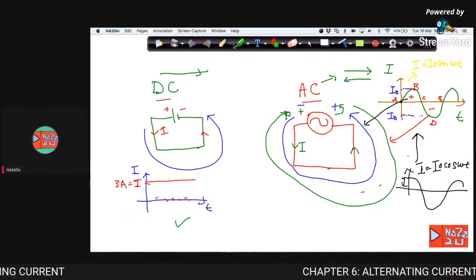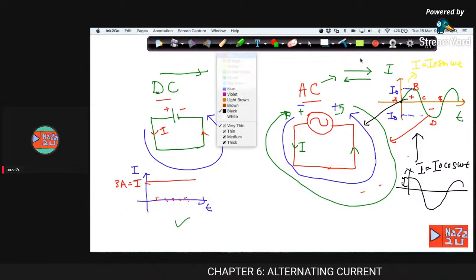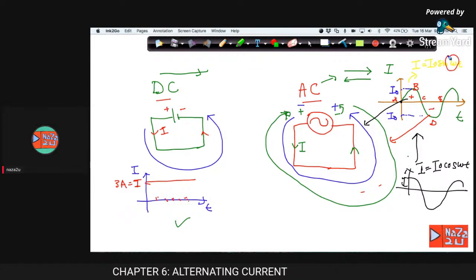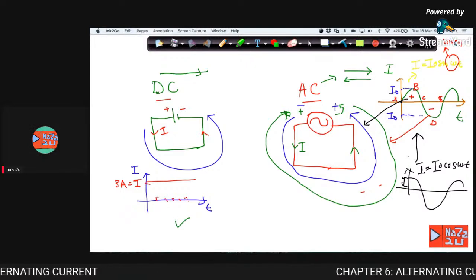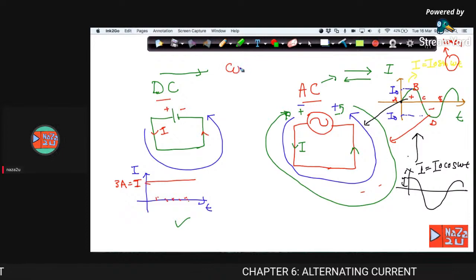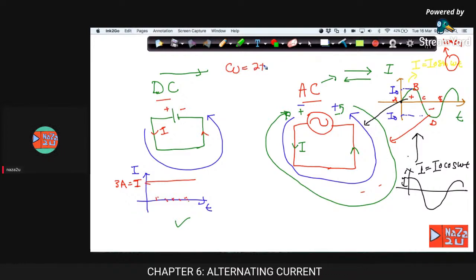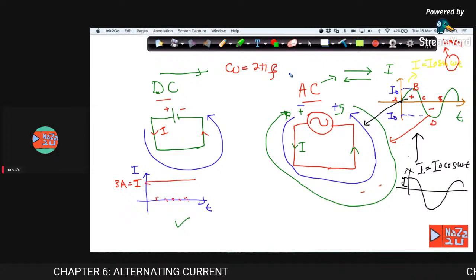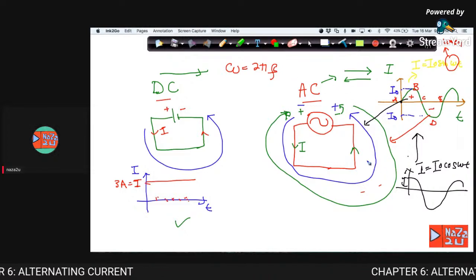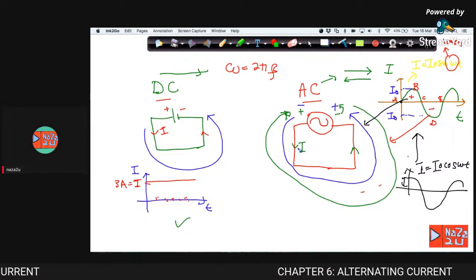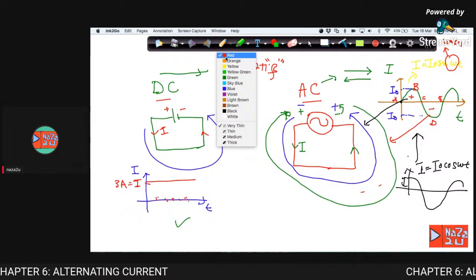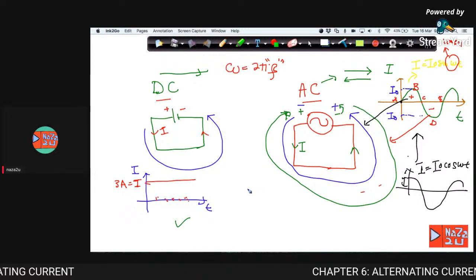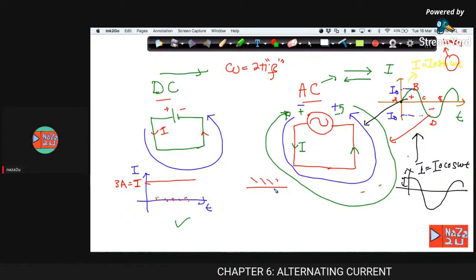Dan kita tahu kat sini, okay, kita ada omega. Omega is angular frequency yang kita boleh kaitkan dia dengan omega is equal to 2 pi f. Sekali lagi, because dia melibatkan gerakan yang ulang-alik ataupun gerakan ayunan, macam ayunan ini dia merujuk kepada satu frekuensi tertentu.